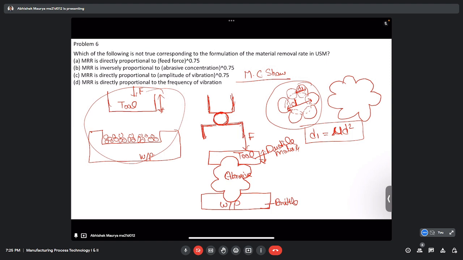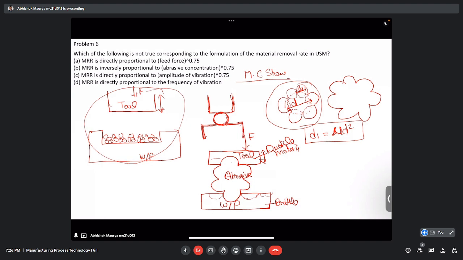So what is this abrasive doing? It is fracturing small pieces of material on the workpiece, and this material is getting removed, whereas it is only deforming the tool plastically and locally. It is not able to remove the material from the tool. So this kind of deformation is happening.